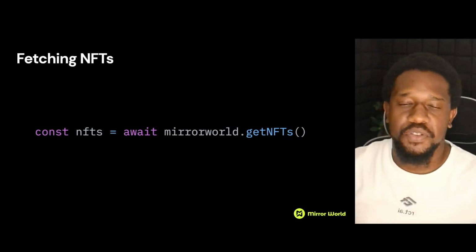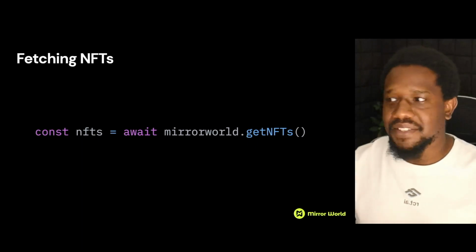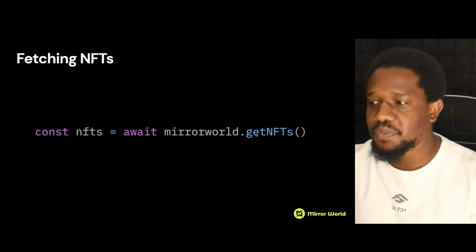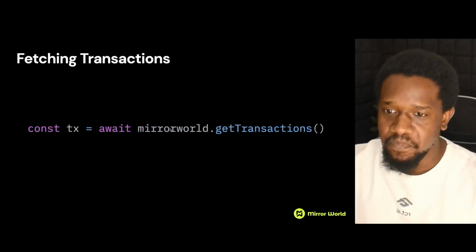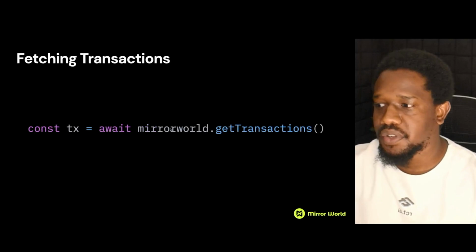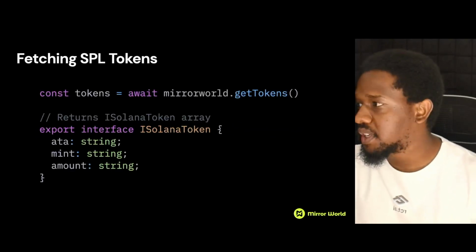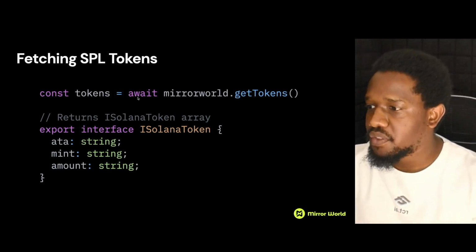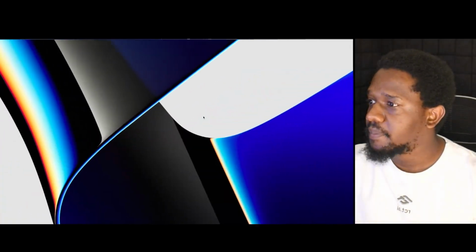All right, so then how do you actually do this? To actually fetch the NFTs, it's very simple. In the SDK, the methods are very simple and declarative. You just need to say get NFTs, and this will return an array of NFTs for the user. If you want to fetch the user's transactions, you can call the get transactions API, and that will return the transactions for the user. And if you want to fetch their SPL tokens, this is how you invoke that. These methods are also documented in the docs, so you can actually go ahead and see them there.